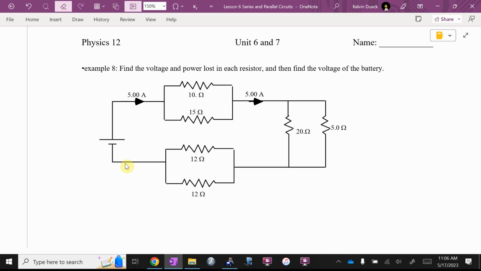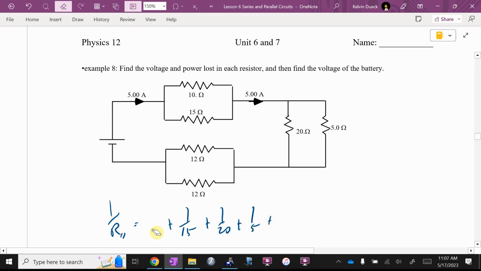A common mistake, look up. Kids go, oh, don't write this down. They go 1 over R parallel. That's going to be 1 over 10 plus 1 over 15 plus 1 over 20 plus 1 over 5. No, no, no.